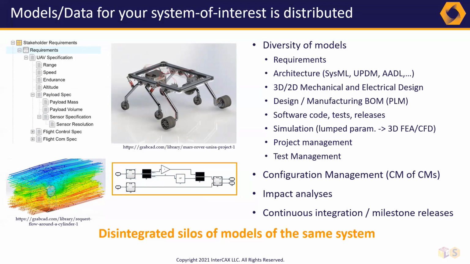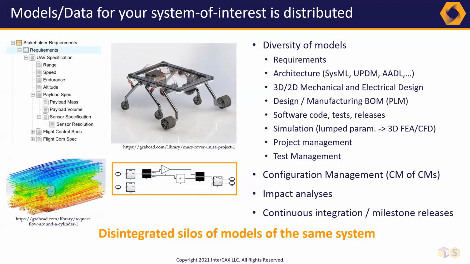It becomes very challenging to define a system when the data for a system is distributed across many repositories and many tools, version managed in each one of them. Because each of these tools or each of these repositories that handle these models have their own version management solution, version managing or configuration management of the system as a whole becomes a big challenge. So how do you do CM of CMs?